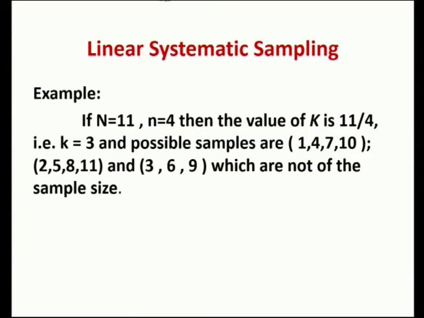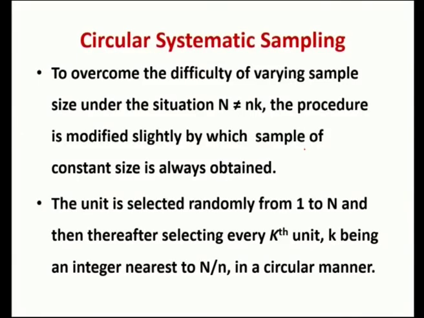So, the first sample comprises 1, 4, 7 and 10. Similarly, we have 2, 5, 8, 11 and 3, 6, 9. Here we can notice that the samples are not of equal sizes. The first two sample sizes are 4 and the third sample is of size 3. To overcome this difficulty of varying sample size, under the situation where N is not equal to nk, the procedure is slightly modified, by which a constant sample size is always obtained.